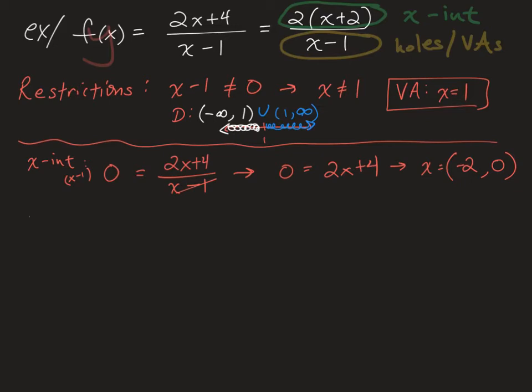The y-intercept, on the other hand, will use the entire function. Basically, you're finding f of 0. So that would be 2 times 0 plus 4 all over 0 minus 1, which is negative 4. So you have an x value of 0, you have a y value of negative 4, so 0 comma negative 4. There is the y-intercept.